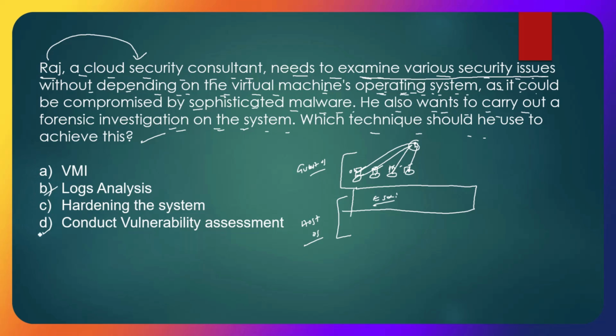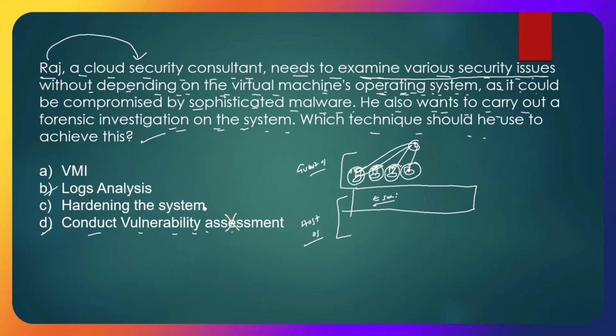Okay? So option D says conduct vulnerability assessment. But even when I want to conduct a vulnerability assessment, I have to connect to the VM and I have to install the agent, or agentless, I have to connect to the VM and perform the scan. So this is not the right option, because the question is talking about externally.